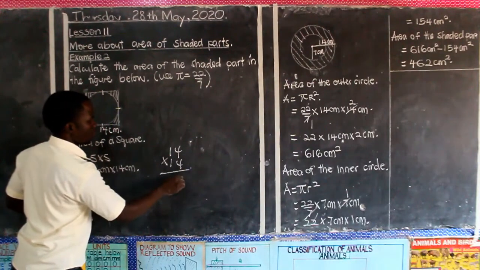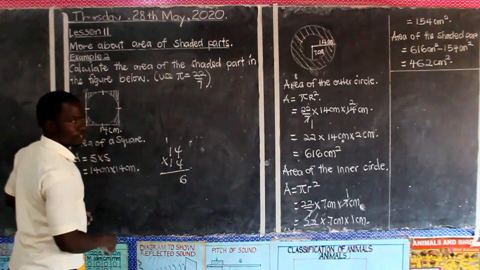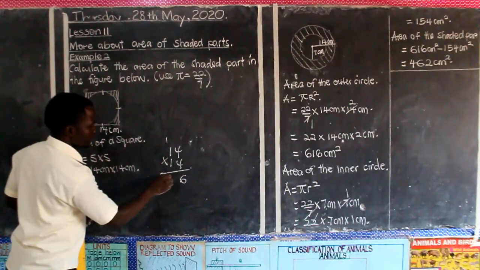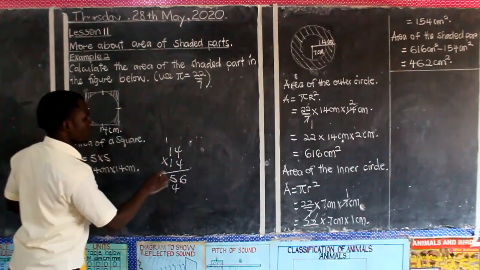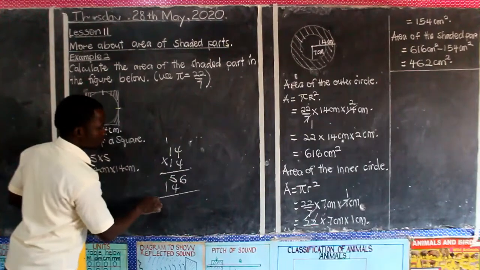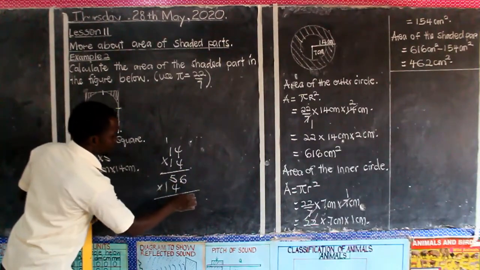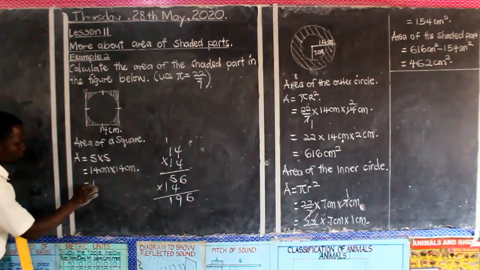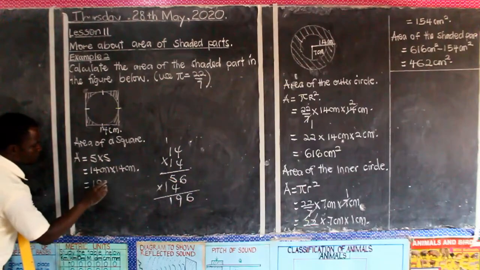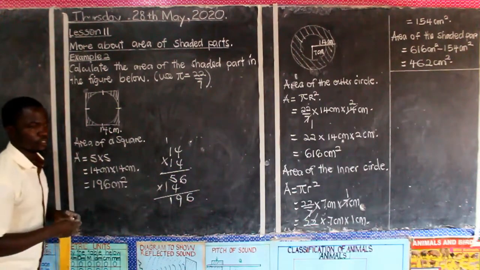4 times 4, 16. Write 6 and carry 1. 4 times 1 is 4, plus 1 is 5. Then you multiply. What do you get here? 1 times 4, 4, 1 times 1 is 1. So 14 times 14 is 196 square centimeters.